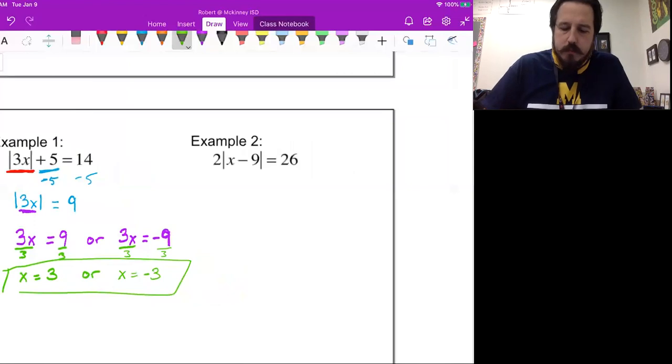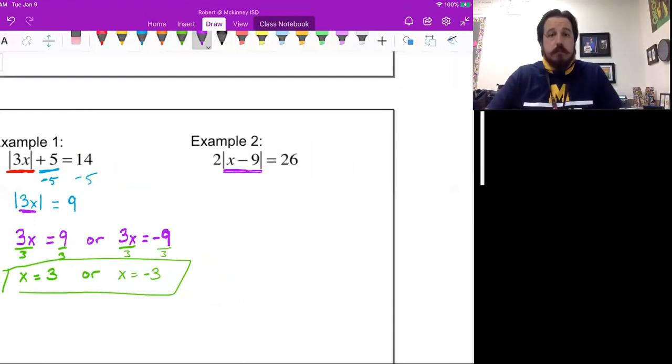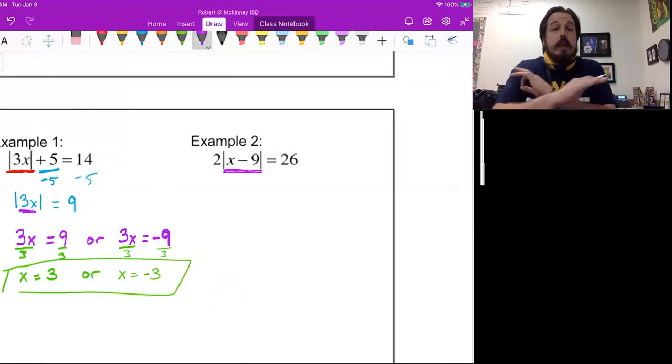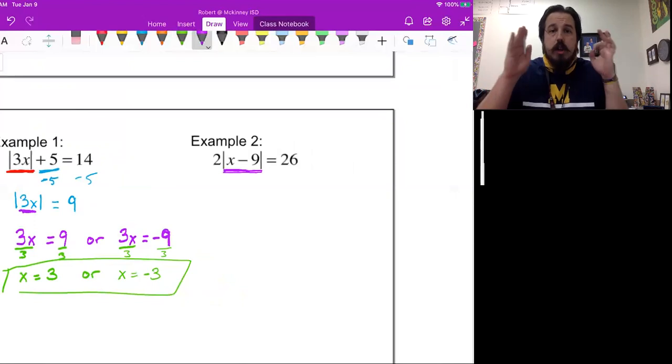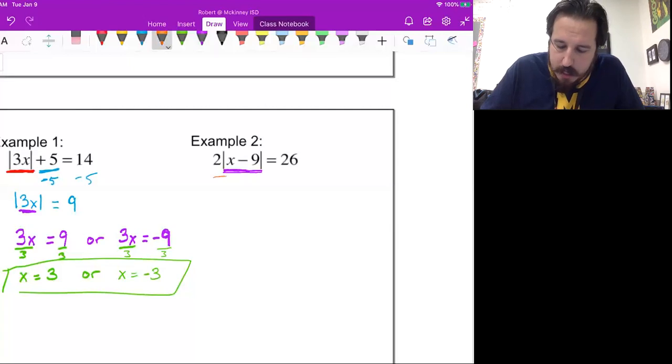Okay, our next one. We take what is in this absolute value bars. That is what I need to isolate. This 2 is currently multiplying. Again, you cannot take anything out of the absolute value bars, nor can you put anything in. Do not distribute into the absolute value. What you do here, I divide both sides by 2. So now I have the absolute value of x minus 9 equals 13.